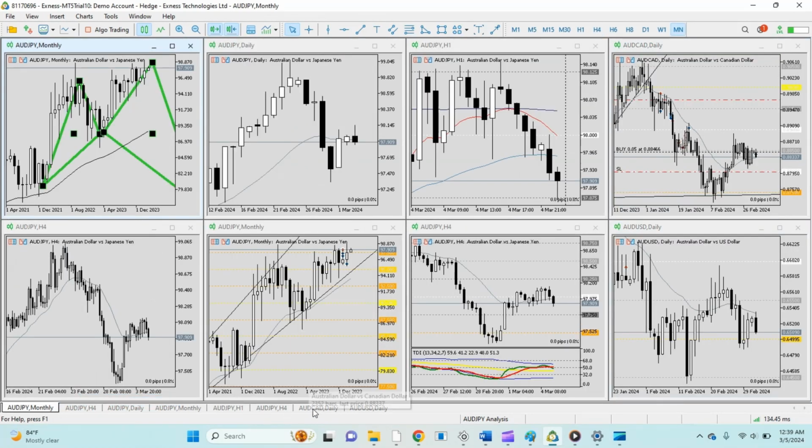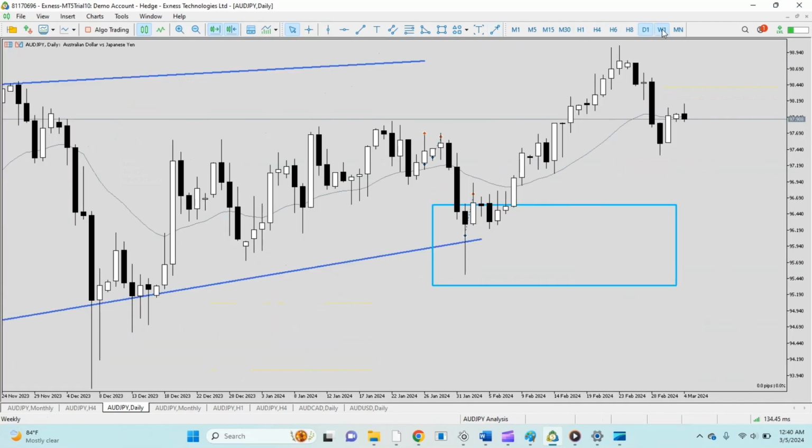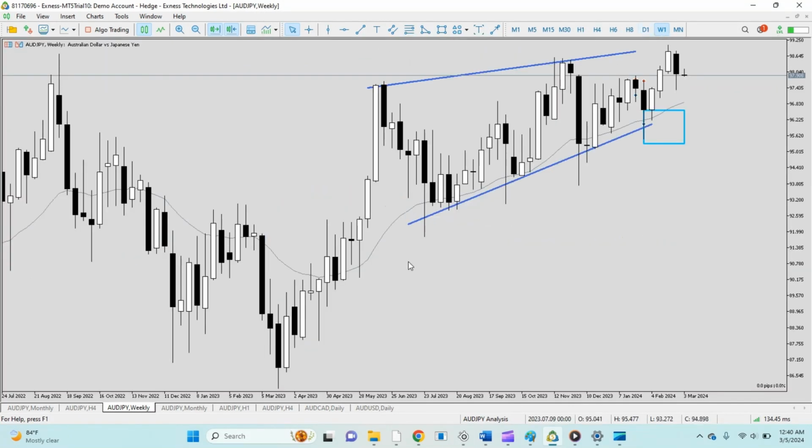Then the other one is the weekly. Here is the weekly. This monthly, they don't have weekly. Let me just use this one as weekly. Okay. So you can see that the price is trying to come down to the trend line. So let's check if we have any good setups.